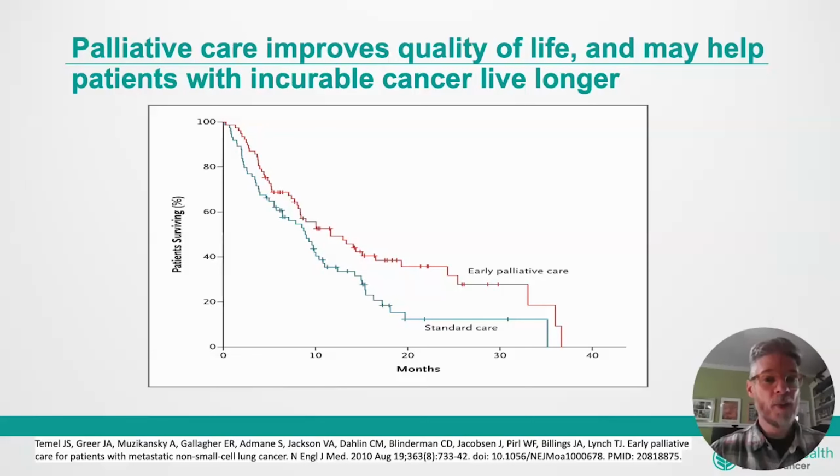In addition to those important differences, what surprised everyone was that the patients in the early palliative care arm of the study lived about 4 months longer than those who did not receive palliative care. The study has affectionately been called the Temel study over the past 15 years, named after the thoracic oncologist who led the study, Dr. Jennifer Temel, who is currently at Mass General.